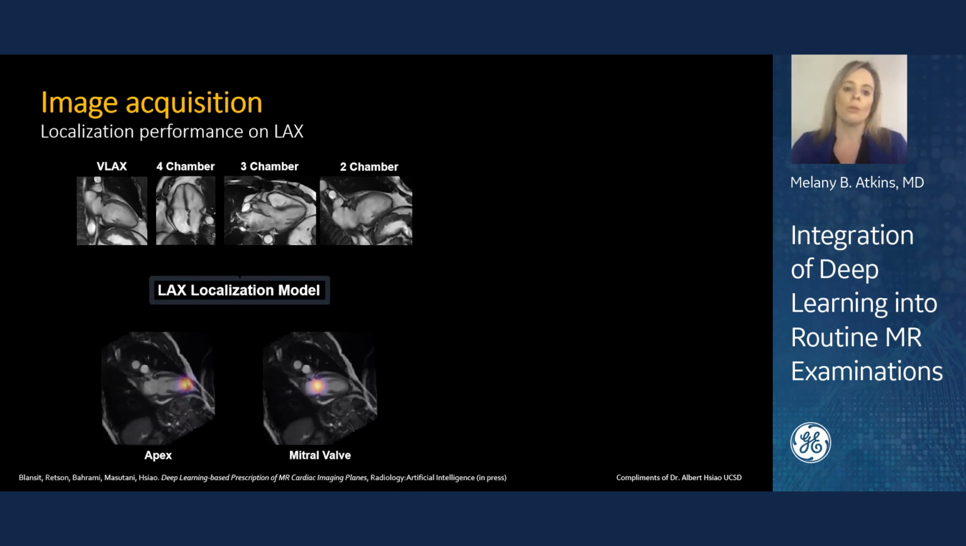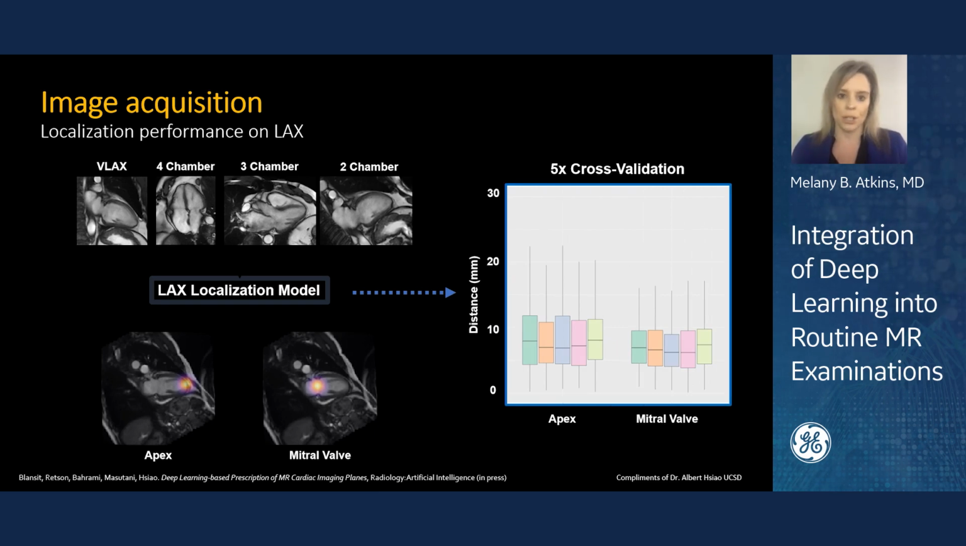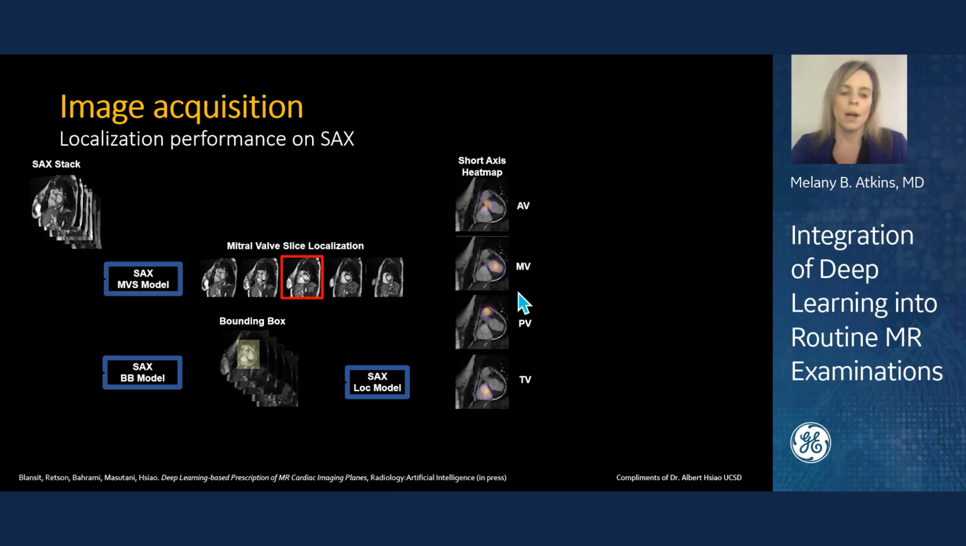You can see here for the long axis stack, they utilized a long axis localization model to find both the cardiac apex and the mitral valve, utilizing a UNet-based heat map regression to find these cardiac landmarks. And then they compared the deep learning predictions to the ground truth. And as you can see here, there's excellent cross-validation. They did a similar process for localization performance for the short axis stack.